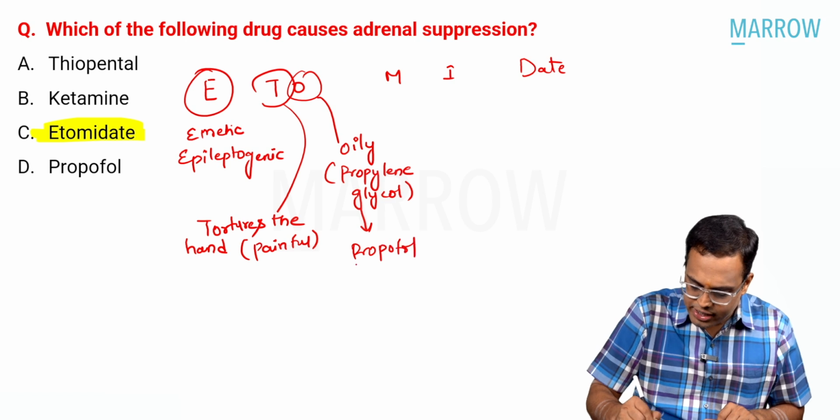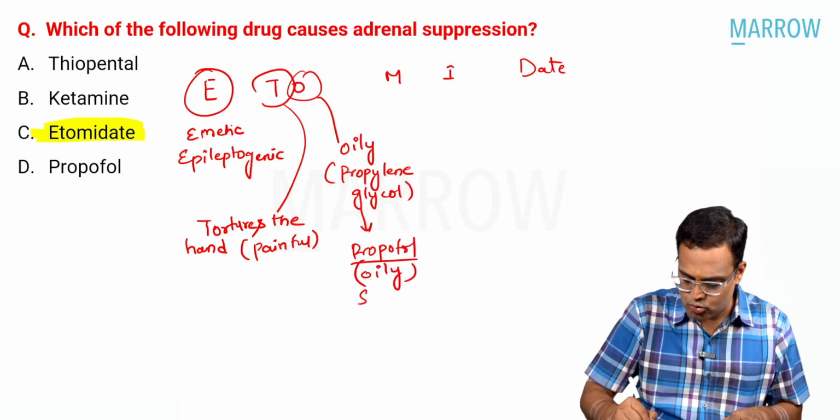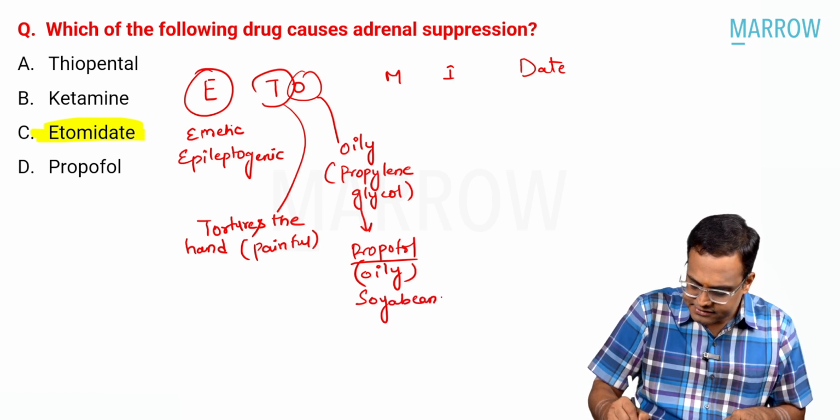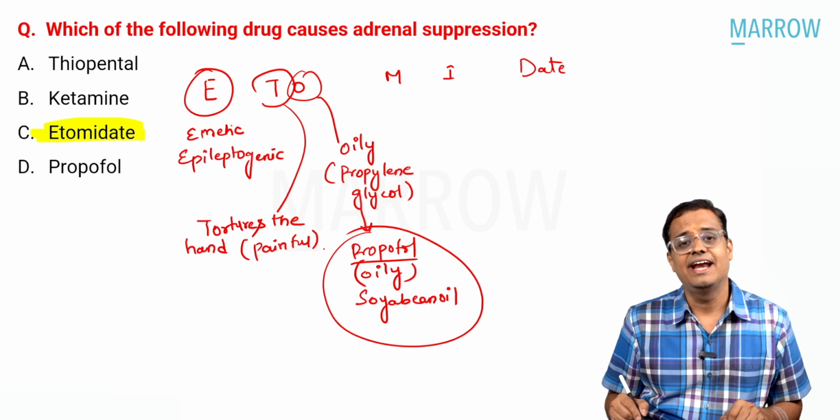Propofol is also an oily preparation. It contains soya bean oil. Okay, this is an extra point. Right. So T for tortures the hand, that is painful.